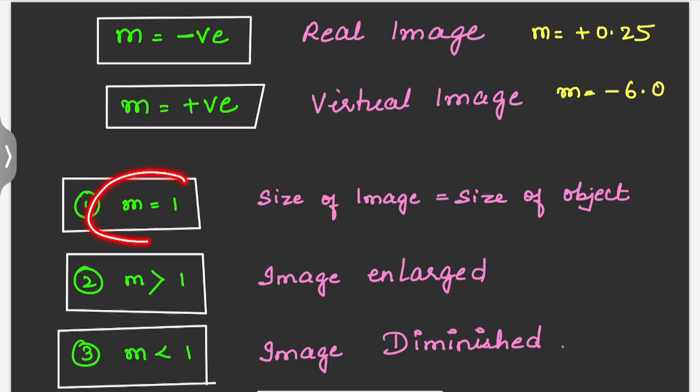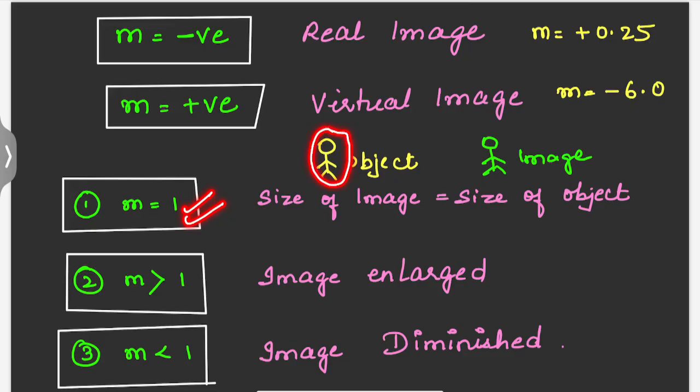Next, if you get the m value as 1, the meaning is that the size of the image formed will be equal to the size of the object. Let us take the object as some person standing here like this. This is the object. Now the image formed will also be of the same size. This is the image which is formed. So if you get m equal to 1, then the size of the object and the size of the image will both be the same. That is the meaning.